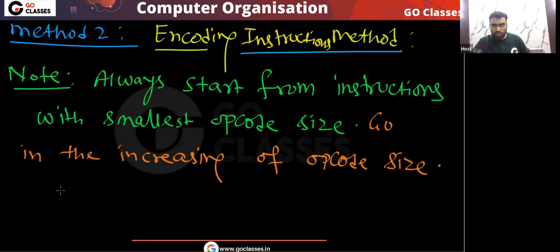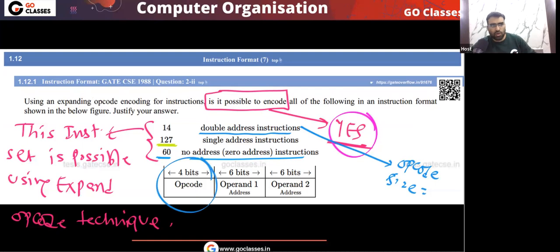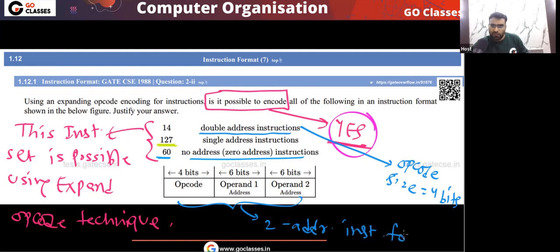So first you tell me, what is the opcode size here? Let me know. For these instructions, what is the opcode size? Please tell me. Double address instructions. For double address instructions, the opcode size is already given, 4 bits. Yes or no? That is already given to you. You can see this is a 2 address instruction format. So you can see opcode size is already given to you.